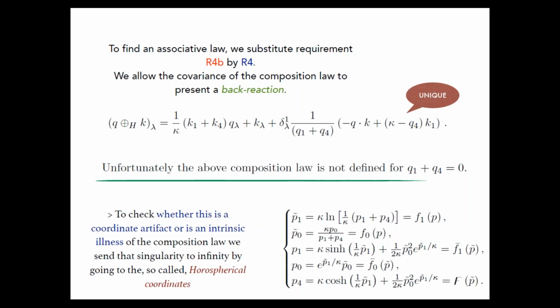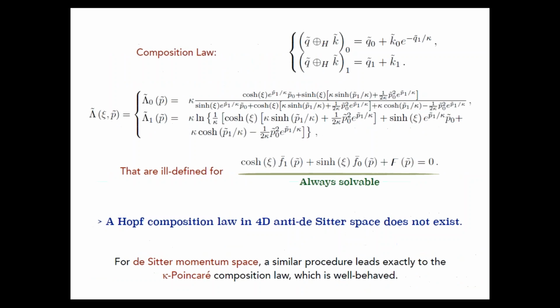So we send the singularity to infinity, but unfortunately we recover it in the definition of the Lorentz transformations, which had that strange form, but it's very common in this literature, especially in Kappa-Poincaré momentum space. And that condition, the one that I signed there, is always solvable, which makes the Lorentz transformation ill-defined. Therefore, the composition law that satisfies all that set of axioms does not exist.